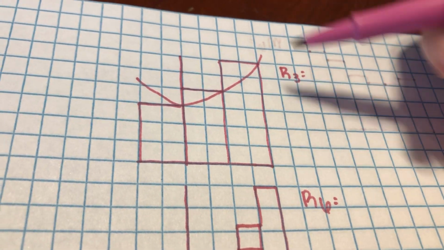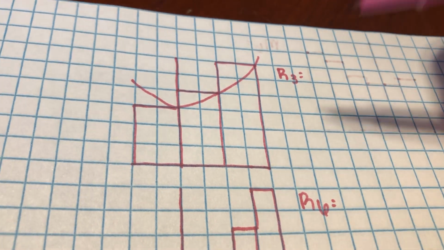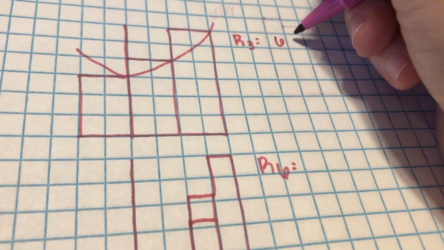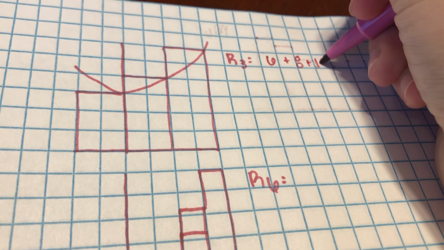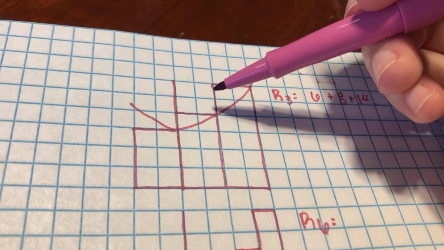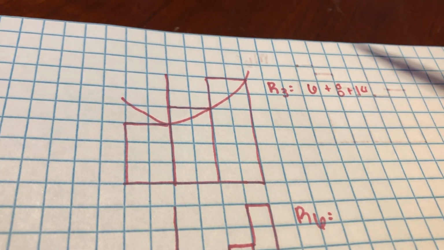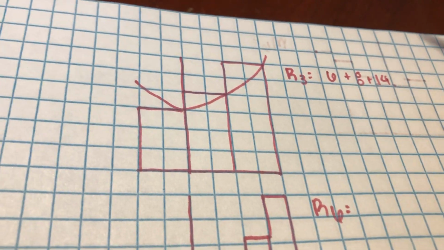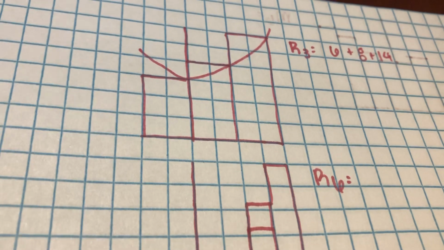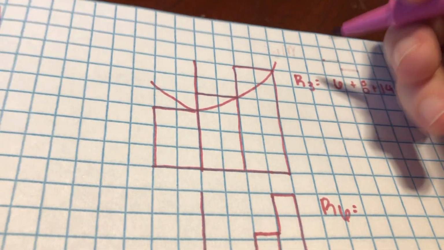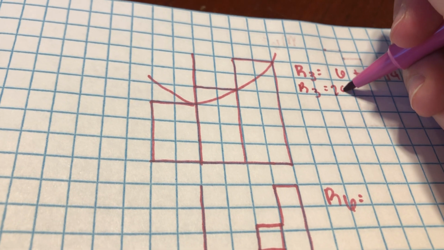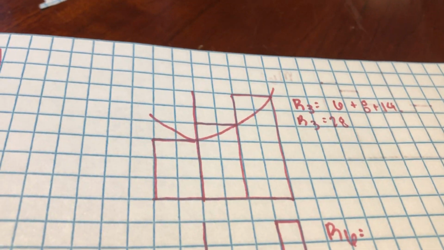The base is 1, so this is 1. So we have 6 plus 8 plus 14, because this is at 6, this is at 8, and that's at 14. And so we add those together and it's times 1, but we don't really need to include that because it's just itself. So then we end up with R3 equals 28. And so that's our estimated area under the curve.